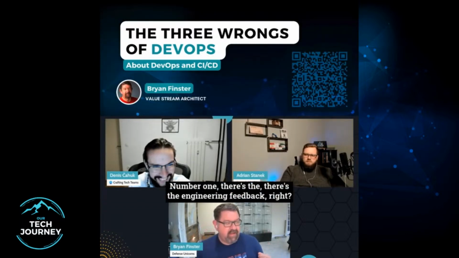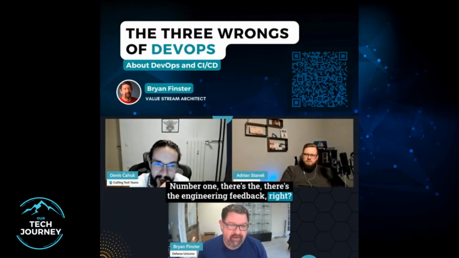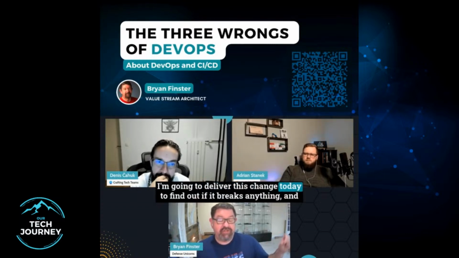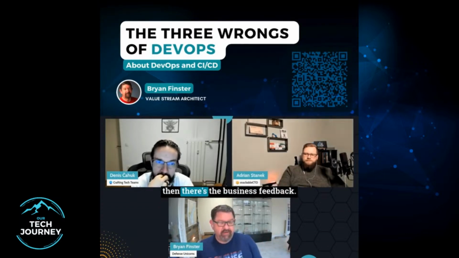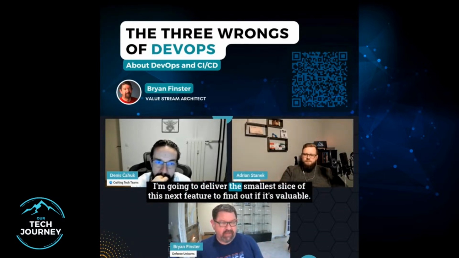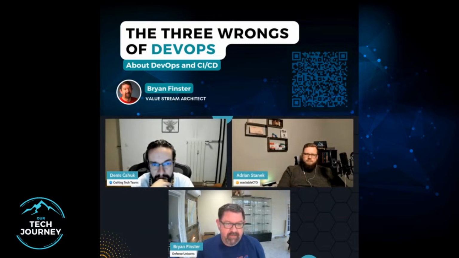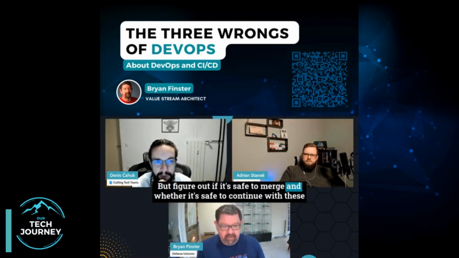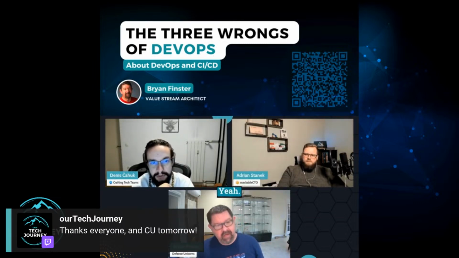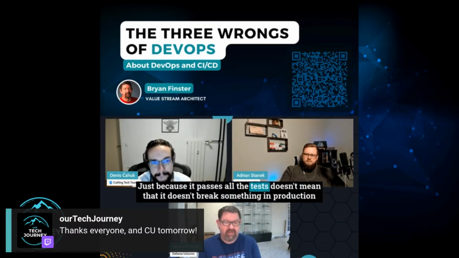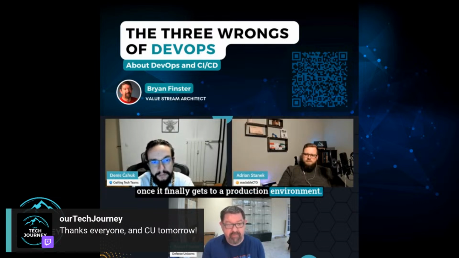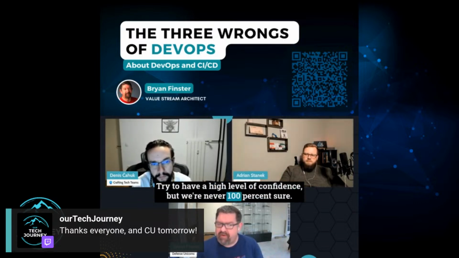There's two kinds of feedback. Number one, there's the engineering feedback, right? I'm going to deliver this change today to find out if it breaks something. And then there's the business feedback. I'm going to deliver the smallest slice of this next feature to find out if it's valuable, and get feedback. But first, figure out if it's safe to merge and whether it's safe to continue with these requirements. Just because it passes all the tests doesn't mean that it doesn't break something in production once it finally gets to a production environment. I try to have a high level of confidence, but we're never 100% sure.